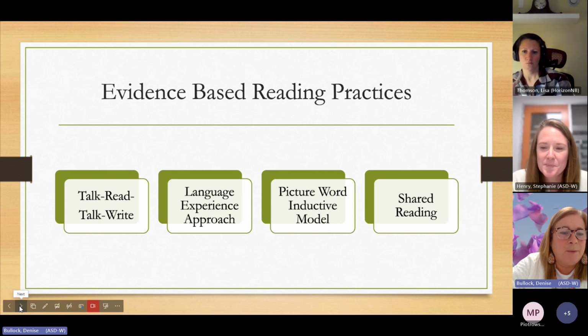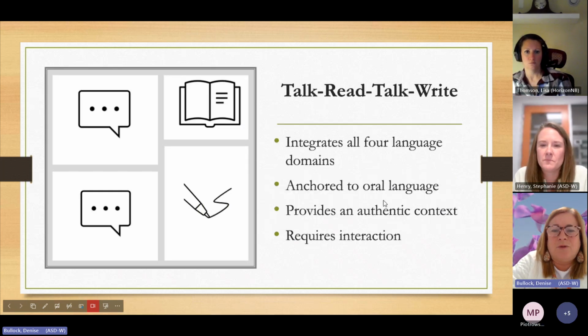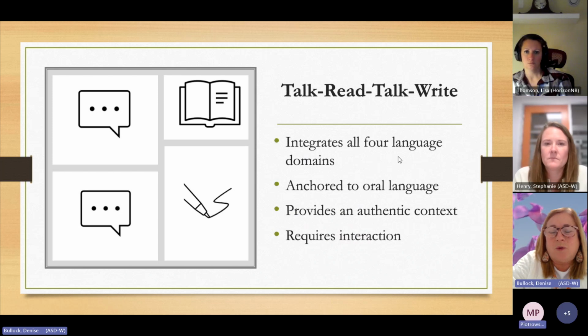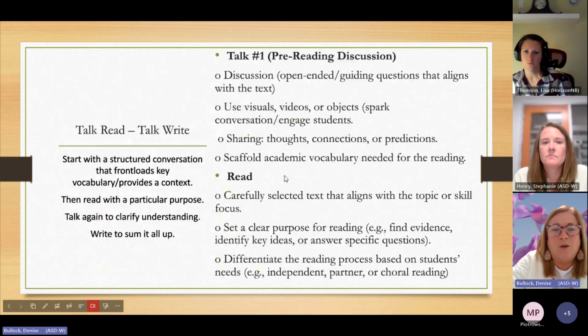Okay. We're going to keep going with the talk, read, talk, write. And this is a great reading strategy because it incorporates all 4 language domains. So you're not only reading, but you're also speaking. You have listening, and you have a writing activity as well. From what Rose was saying, it sounds like a lot of your reading activities do follow with some kind of writing activity, which is great because it really anchors their knowledge and their learning.